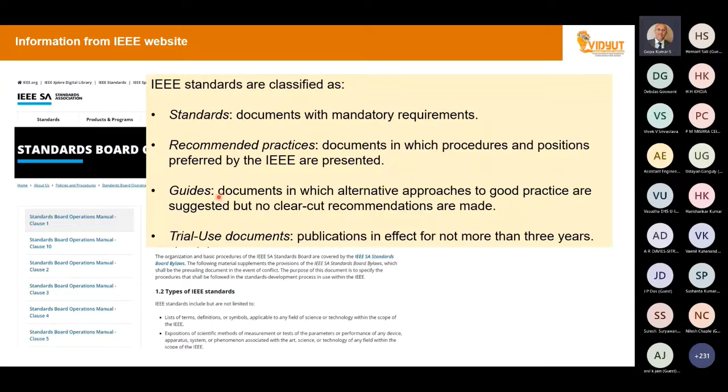Please read it again. Guide: documents in which alternate approaches to good practices are suggested. That means it is not the good practice, it is an alternate approach to the good practice that is suggested, but no clear-cut recommendations are made. I hope it's very clearly written on the website. Then trial use means the old document. So for guide, please make a note of it very carefully.